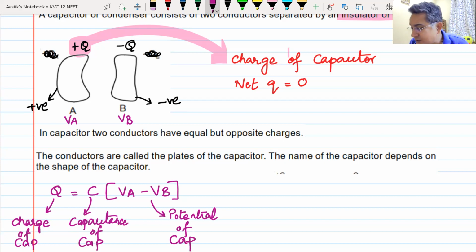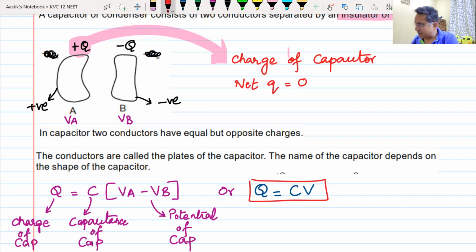So what has changed here? In case of a single conductor, we had Q is equal to CV because we had only one potential. In case of a capacitor, we have Q is equal to C into VA minus VB. VA minus VB is known as the potential of the capacitor. Now, instead of writing the equation like this, we are going to write Q is equal to CV. We will not write VA minus VB. We will simply write it as Q is equal to CV.